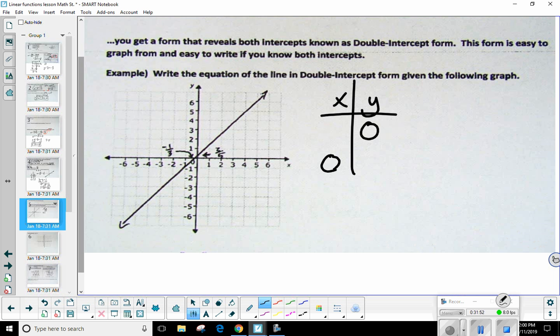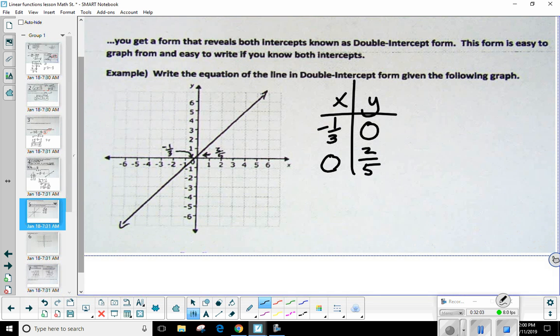Okay, looks like negative 1/3. Okay, and what's the y-intercept? 2/5. Okay, so if I know the intercepts of a line, then I can immediately just plug in. I can immediately say that x over its intercept plus y over its intercept should equal 1. And right there I have the equation of the line, and I can do whatever I want with it.